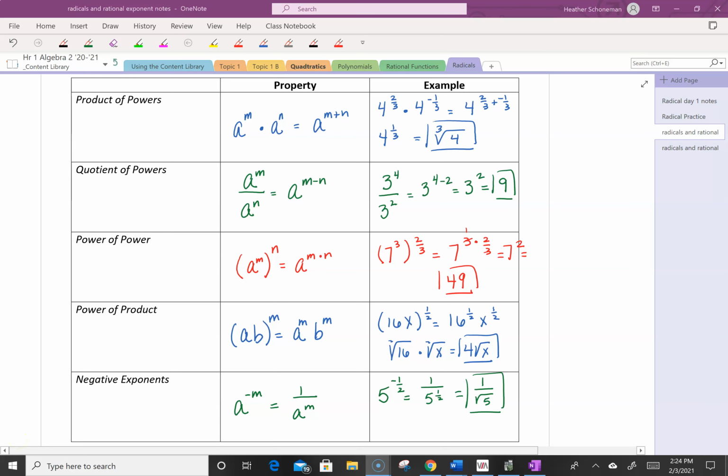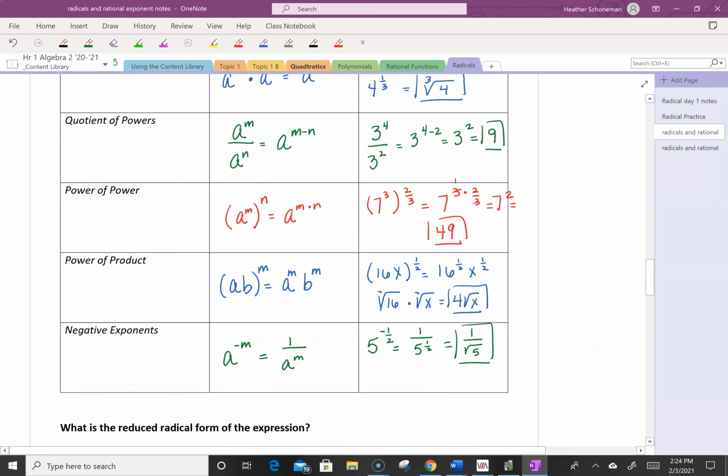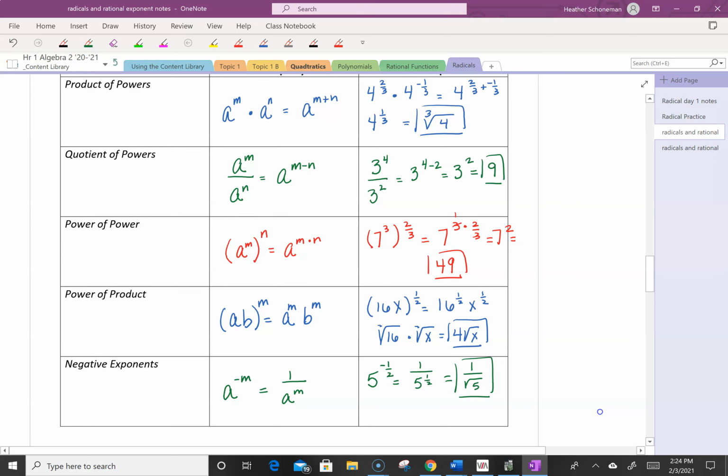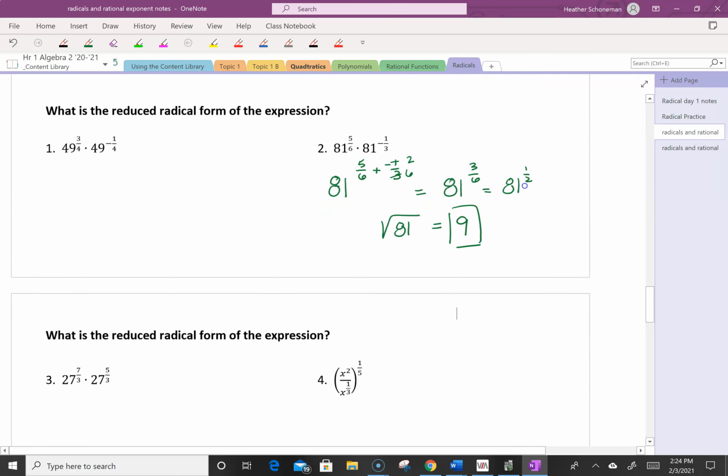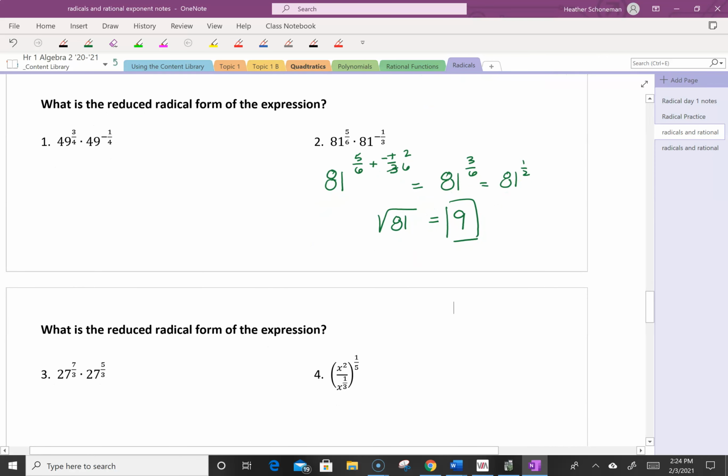All right, this video is part 3 of a series of videos on radicals and exponents. So last time in the second video I went over all of these exponent rules, and we are going to use those and what we know about radicals to do some problems. Now I've left number 2 on here, but let's do number 1 together.